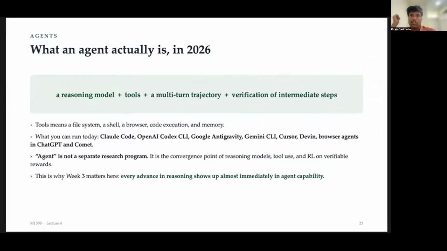So all these tools that you hear of for AI agents, like Claude Code or OpenAI Codex and Google Anti-Gravity, Gemini CLI, Cursor, Devin, browser agents, Perplexity has a bunch of agents, things like that. So agents are not a separate direction of research. It's just combining all of these things together: reasoning, tools, and then verification. So this is where we have this sort of current breakthrough.